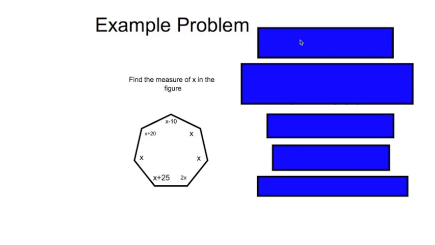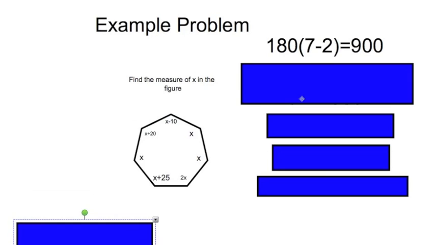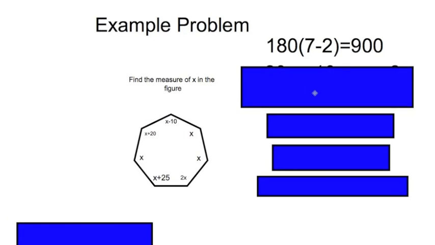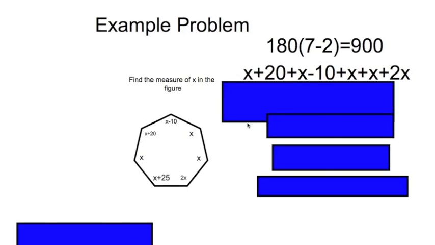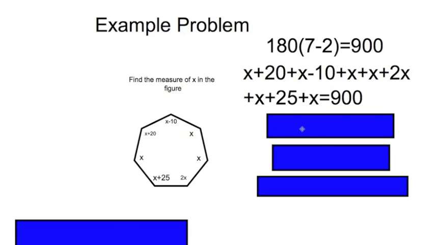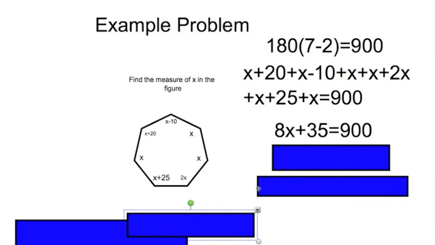Yay, a sample problem. First, let's start out with finding the sum of the interior angles of this heptagon. So that is 7 minus 2, which is 5, times 180. That makes 900. Okay, so next let's add up all the interior angles and set it equal to 900. So x plus 20 plus x minus 10 plus x plus 2x plus x plus 25 plus x equals 900. Ew, it's a mess of x. Okay, let's clean this up a bit and add up all the same variables together. So that's 8x plus 35 equals 900.